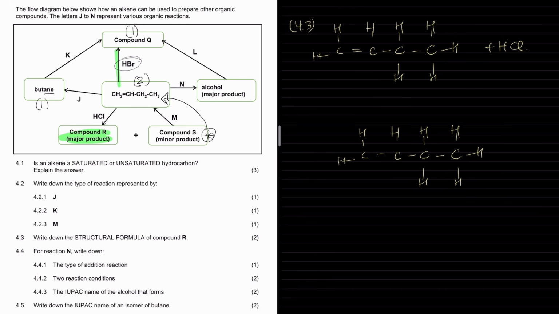And now we're going to have two things that are going to be attaching. So you're going to have an attachment here and an attachment here. So you're going to have a hydrogen and you're going to have a chlorine. The hydrogen will go to the carbon with more hydrogens. So this hydrogen is going to go here, and the chlorine is going to go here. So that's going to be the structural formula for compound R. Compound R is the major product.